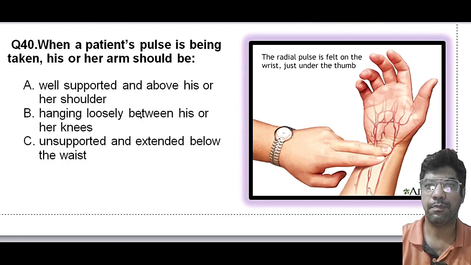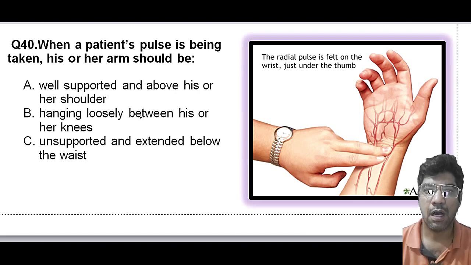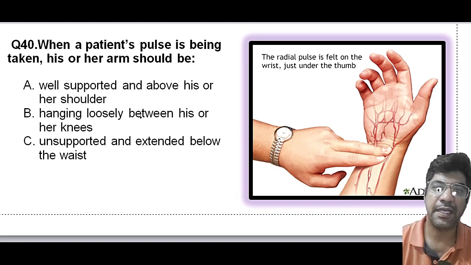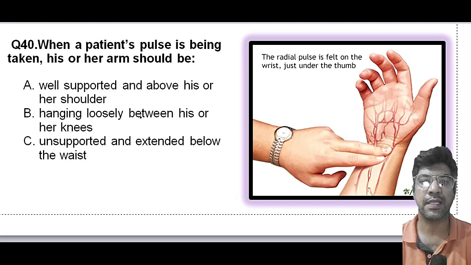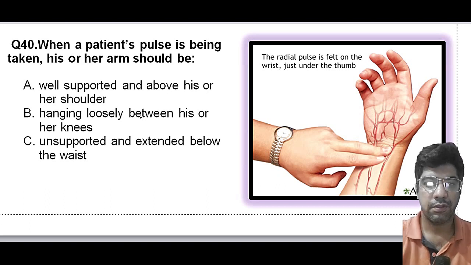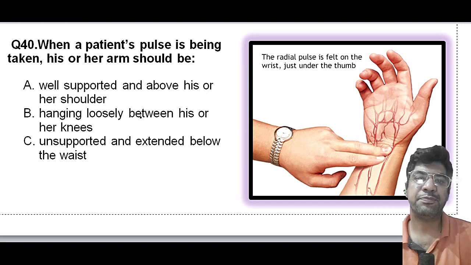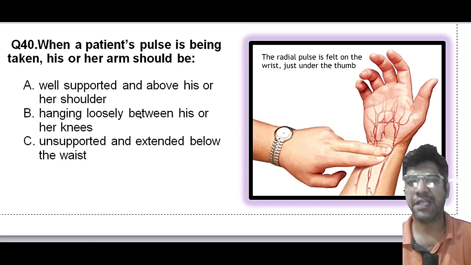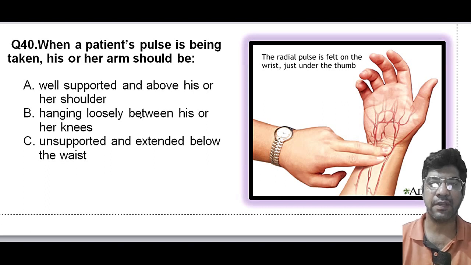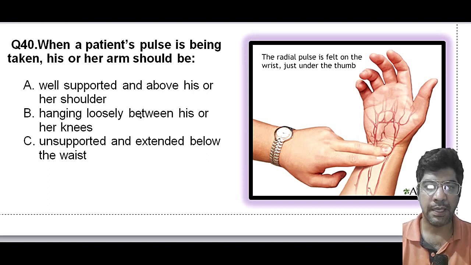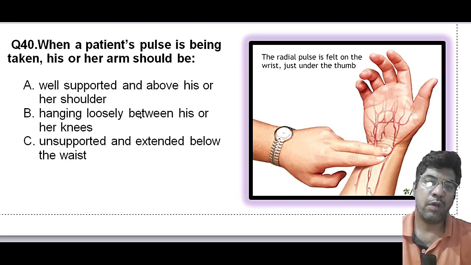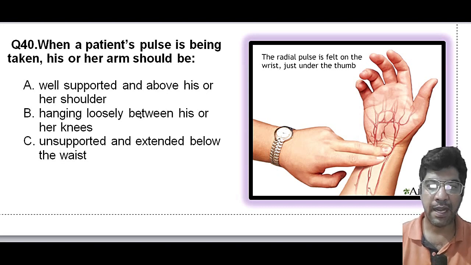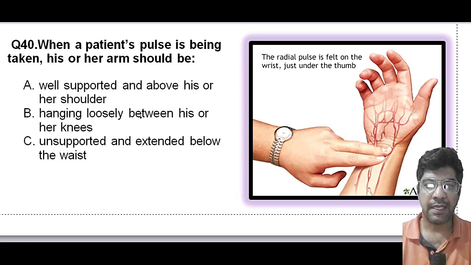When a patient's pulse is being taken, her arm should be well supported, extended, and positioned at the same level or lower than that of the heart. So why is this position important? This position is important to ensure an accurate measurement of the pulse. Placing the arm in a position that is not supported or above the heart level can cause an inaccurate reading. Supporting the arm and having it at the appropriate level helps to maintain consistency and accuracy.